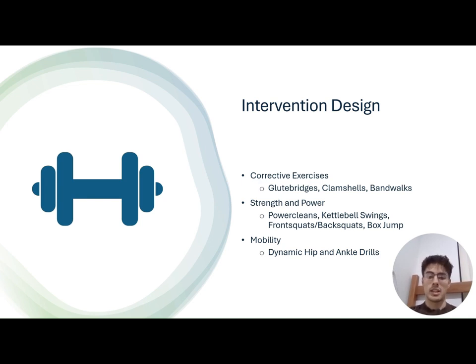And last but not least, and probably one of the most important ones, mobility. Dynamic hip and ankle drills are going to improve joint range of motion and reduce restrictions during the approach, plant, and flight phases. Mobility here supports efficient biomechanics and reduces injury risk as well. Together, this program is designed to enhance neuromuscular control, generate force quickly, and ensure proper joint movement. These are some key factors in improving vertical height and technical execution, especially for the high jump.